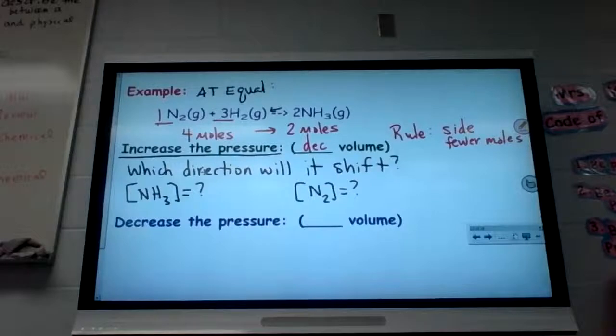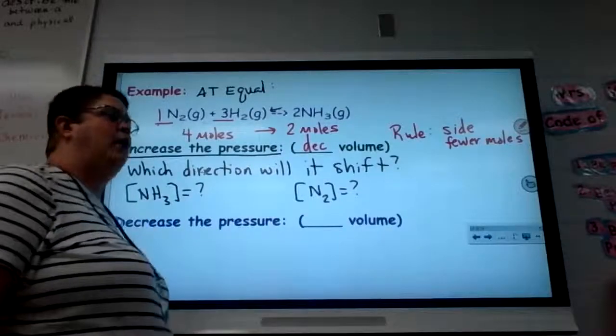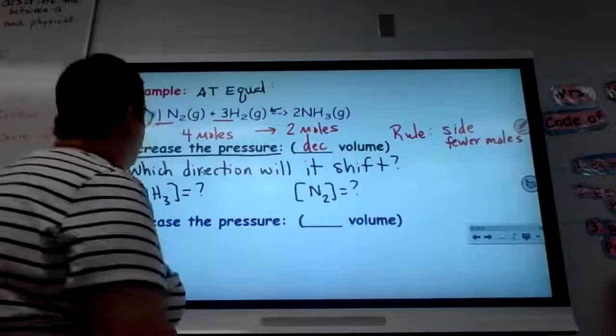So which side has fewer moles, the reactant side or the product side? The product side. So are we going to shift to the left or to the right? To the right. I'm sorry, I listen to y'all so much, even I don't know my left from my right anymore. Right.